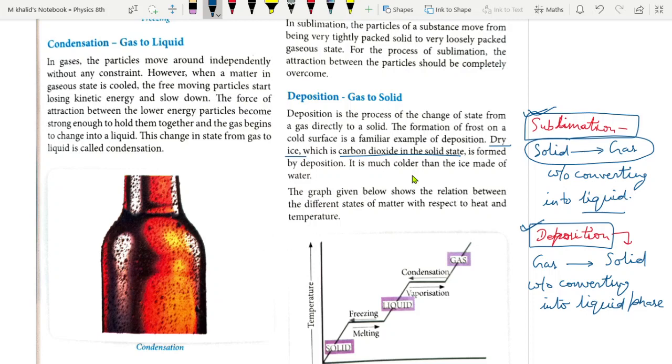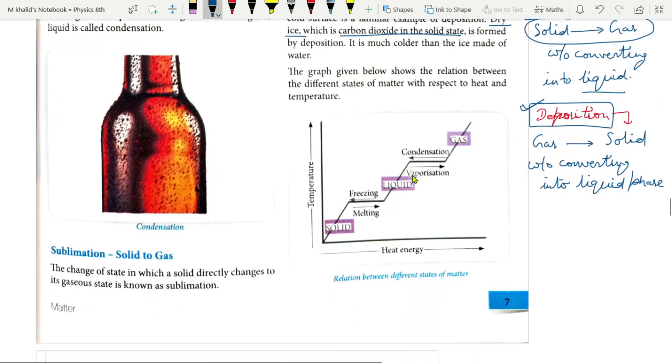So if someone asks you what dry ice is, you will say, sir, it is carbon dioxide. The solid form of carbon dioxide is known as dry ice. Got it? So we obtain dry ice by the process of deposition. Got it?